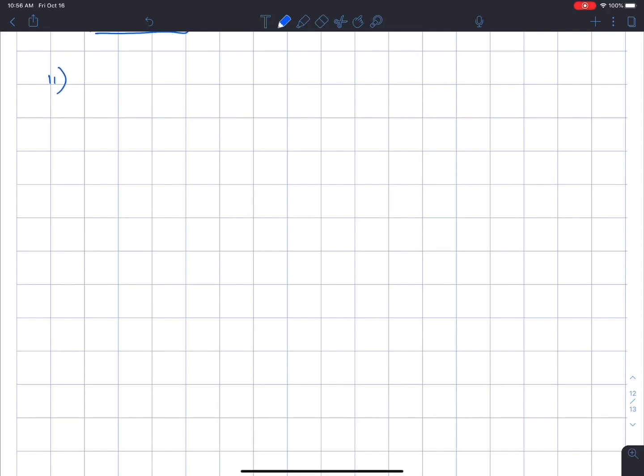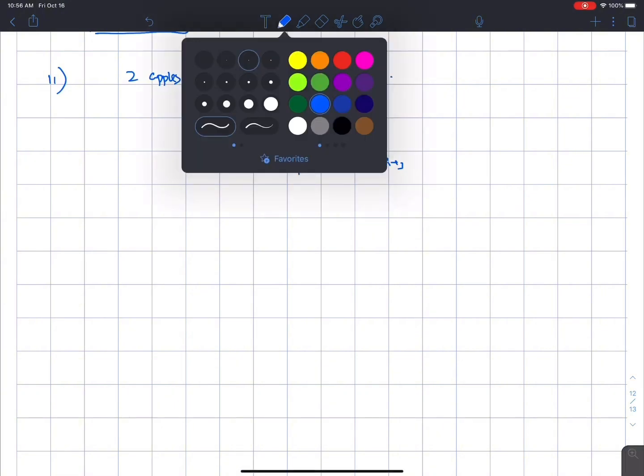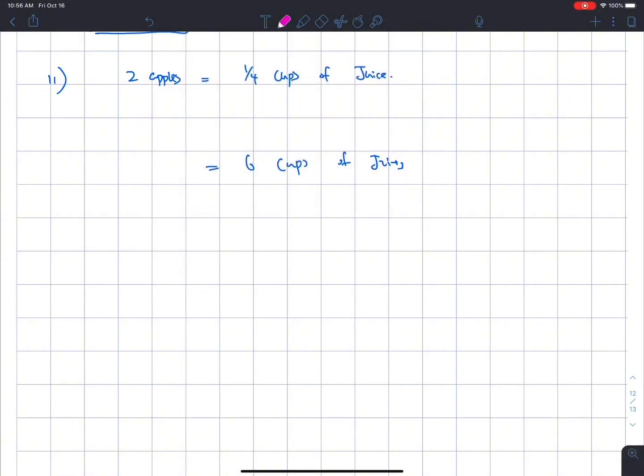Choosing 2 apples yields a quarter cup of juice. So every 2 apples will give us a quarter cup of juice. How many apples are needed to have 6 cups of juice? So I want to have 6 cups of juice. Okay, so what should I do? They are asking you how many apples are needed.